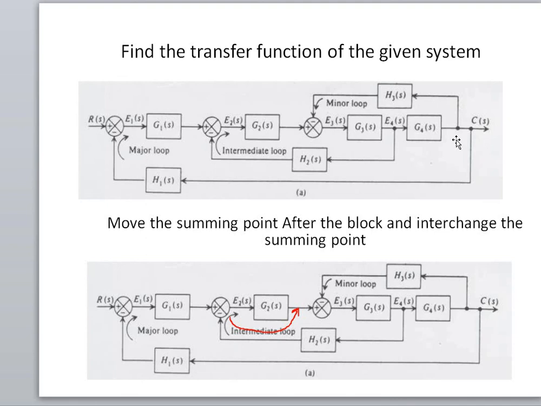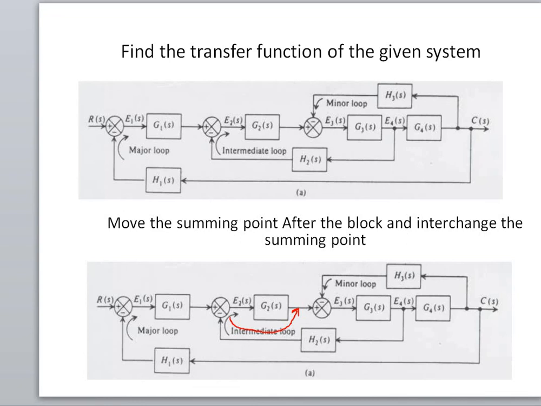So we can change this pick off point after the block g4 by using the block diagram reduction rule for changing the pick off point after a block. Now if you change this pick off point after the block, then you will get this as a feedback loop. G3 G4 will be cascaded and H3 will be a feedback loop. So that is another approach. In both ways you can do the problem, but the final answer should be the same.